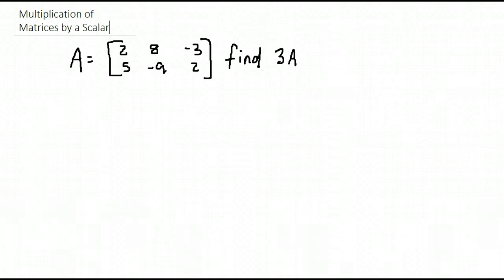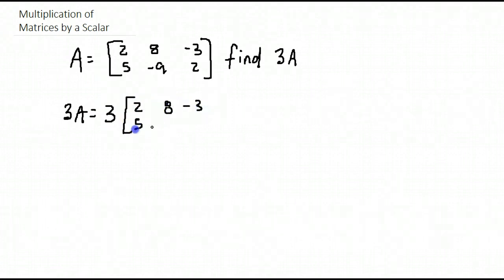Okay, so we would rewrite this matrix as 3A equals 3, open matrix bracket, top row is 2, 8, and negative 3. And our second row is 5, negative 9, and 2. So now this just looks like a distribution problem. So we multiply 3 to each element inside our brackets.